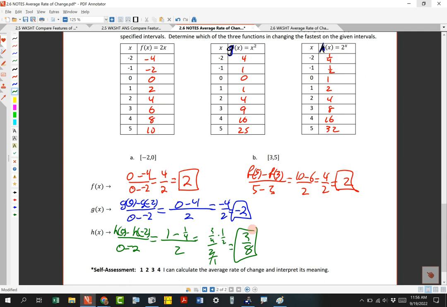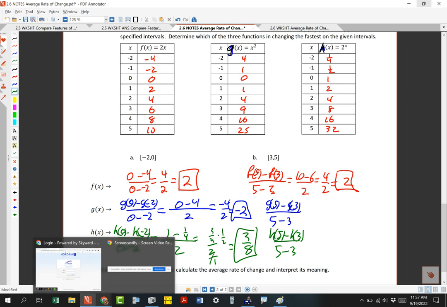Okay, can you find, this would be 5 minus 3, g of 5 minus g of 3. And the last one would be 5 minus 3, and this would be h of 5 minus h of 3, and interpret each one of those. We can do that? Pretty easy? Okay.